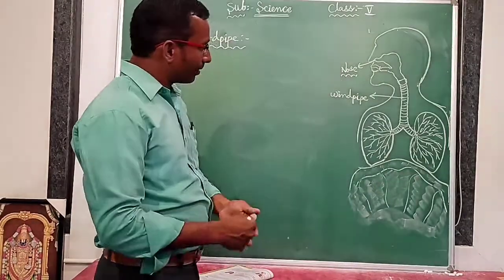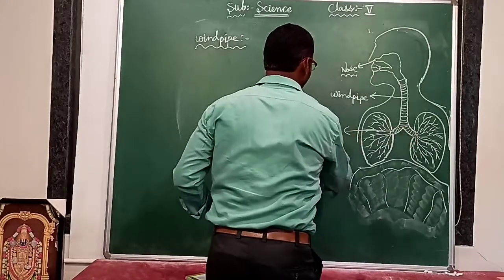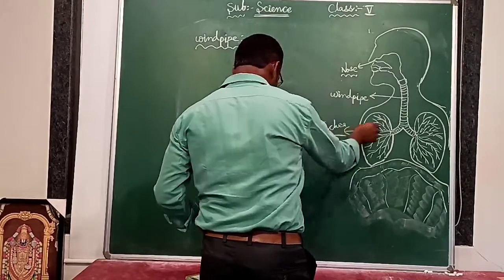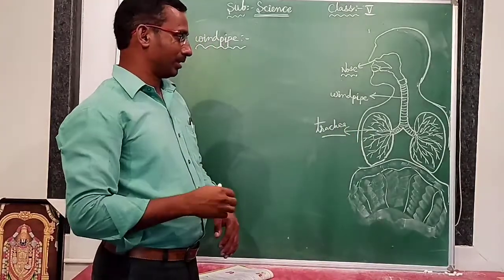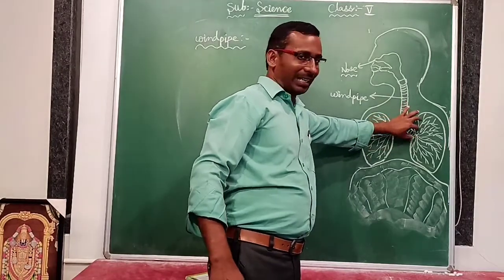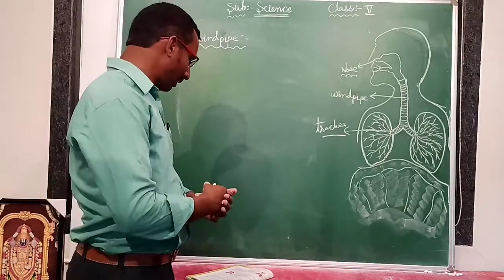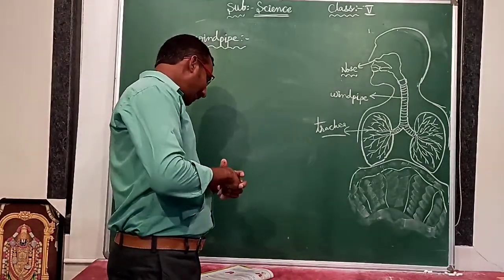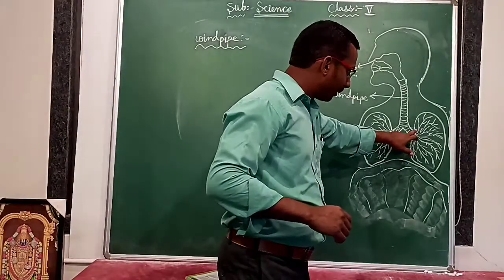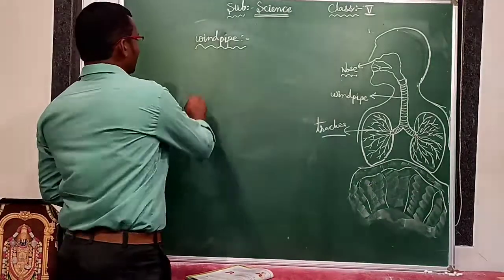And this windpipe divides into two parts. This part is called the trachea. It is divided into two parts, and each trachea part connects to the lungs. And the pipes to the lungs are the bronchus. This bronchus part connects to the lungs. This is the windpipe. Okay, next, lungs.